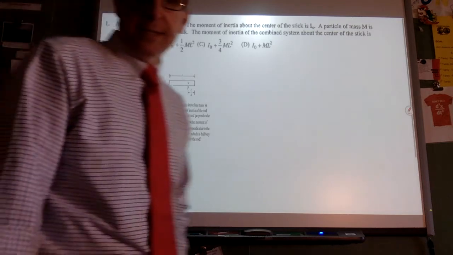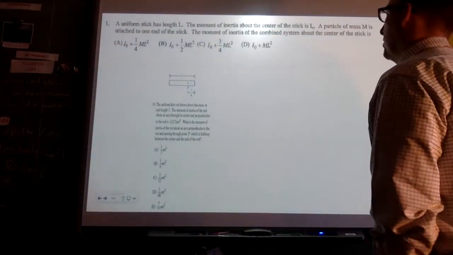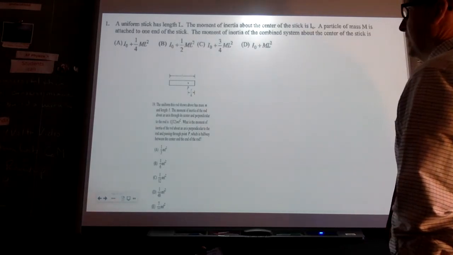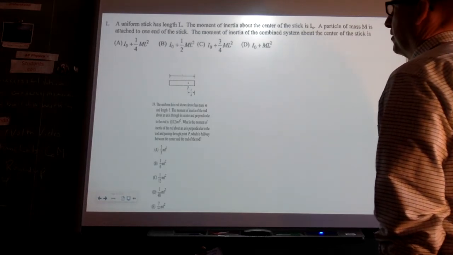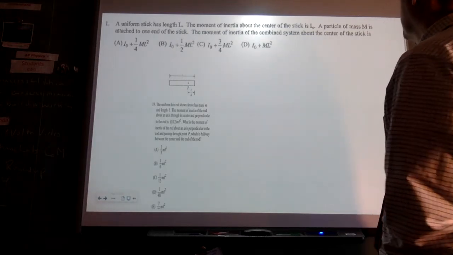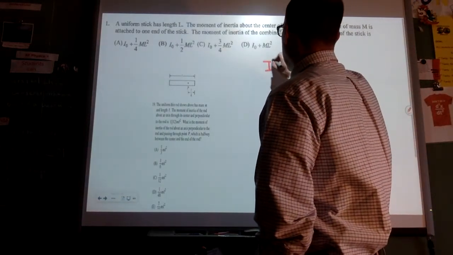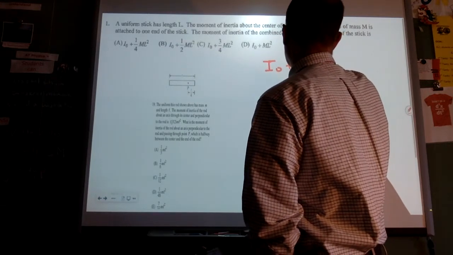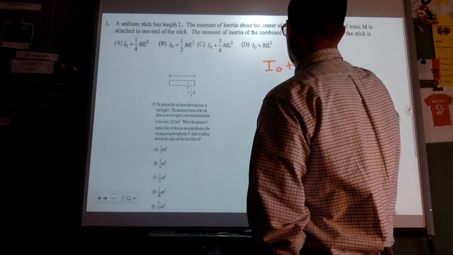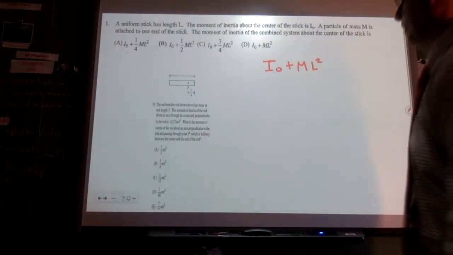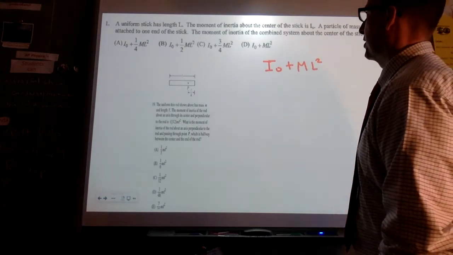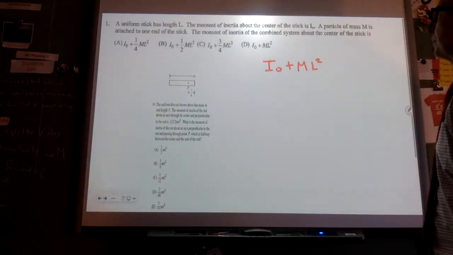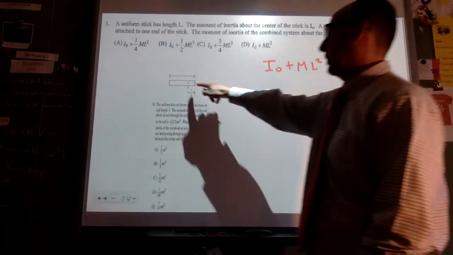So uniform stick has a length of L. The moment of inertia about the center of the stick is I naught. A particle of mass m is attached to one end of the stick. The moment of inertia of this combined system about the center of the stick is. So this would be equal to I naught plus, and we're saying that we're just sticking it. So that's actually not a parallel axis one. We're just adding the two moments of inertia together. One of them is m r squared and one of them is given to it. Because we're not moving it, it's still about the center. This one we are moving it.